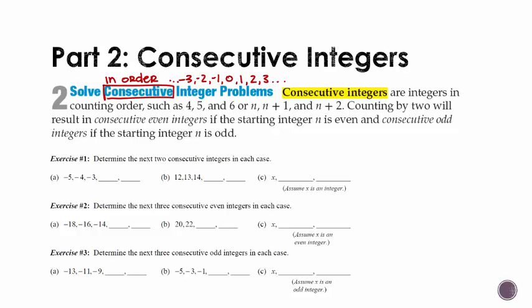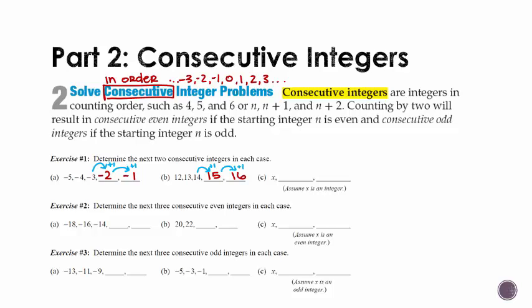So consecutive numbers, like if I give you these numbers down here, -5, -4, -3, the next one would be -2, then -1. Or if I give you 12, 13, 14, we'd have 15, and then 16. And if you notice, every single time here, we're just adding 1, because that's our next number in this sequence here. Add 1, add 1.